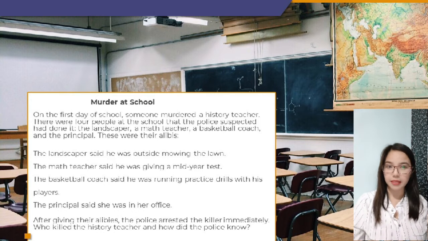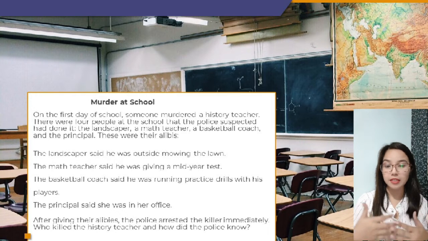These were their alibis. So the landscaper said he was outside mowing the lawn. The math teacher said he was giving a mid-year test. The basketball coach said he was running practice drills with his players. And the principal said she was in her office. After giving their alibis, the police arrested the killer immediately. So who killed the history teacher, and how did the police know?